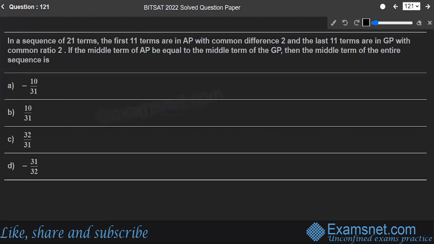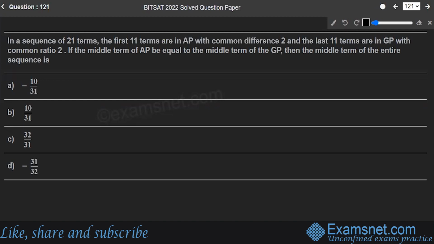Question number 121. In a sequence of 21 terms, the first 11 terms are in AP with the common difference 2, and the last 11 terms are in GP with the common ratio 2. If the middle term of the AP is equal to middle term of the GP, then the middle term of the entire sequence is... All right, so let's talk about this.